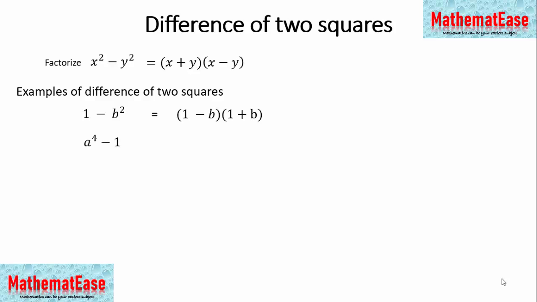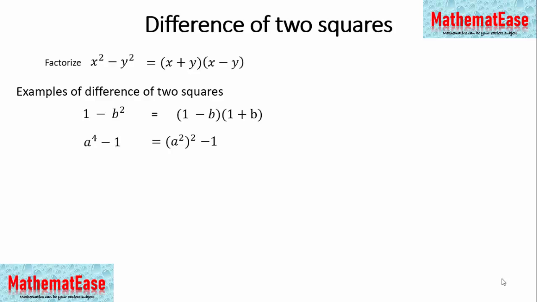Now this is another one: a raised to power 4 minus 1. If you look at a raised to power 4, you can split it down to (a raised to power 2) all raised to power 2. In indices, when you have something raised to a power, and in a bracket another power, you multiply the powers together. So when you multiply that 2 and that 2, you get 4. So you can split a raised to power 4 down to (a squared) squared minus 1.